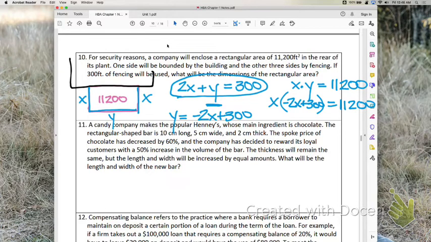What should I do to solve? Distribute. I should distribute my x. That would give me negative 2x squared plus 300x is equal to 11,200. Yet another factoring question. I would move everything to the right. For the sake of my paper, I'm just going to go over here and start working, moving everything to the right.